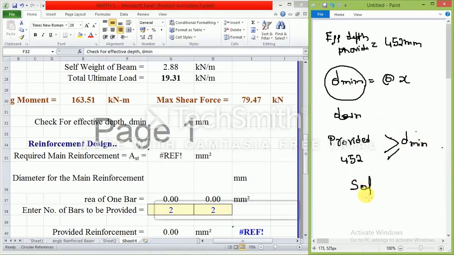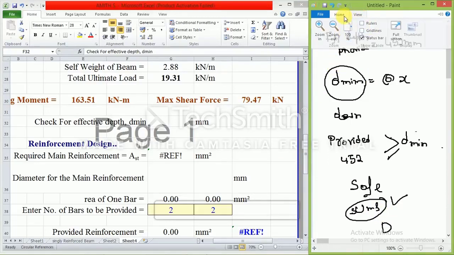Then my structure will be safe, or else it will be unsafe. If it is unsafe, what do I need to do? I need to increase the overall depth of the column. So this is the concept. We'll derive it, and you'll understand better.